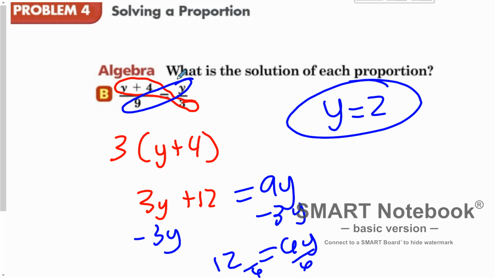And you can plug that back in, right? Put a 2 here. 2 here, that'd be 6. 6 times 3 is 18. 9 times 2 is 18. I see that it's true, right? 18 does equal 18. So y equals 2 is the correct answer.